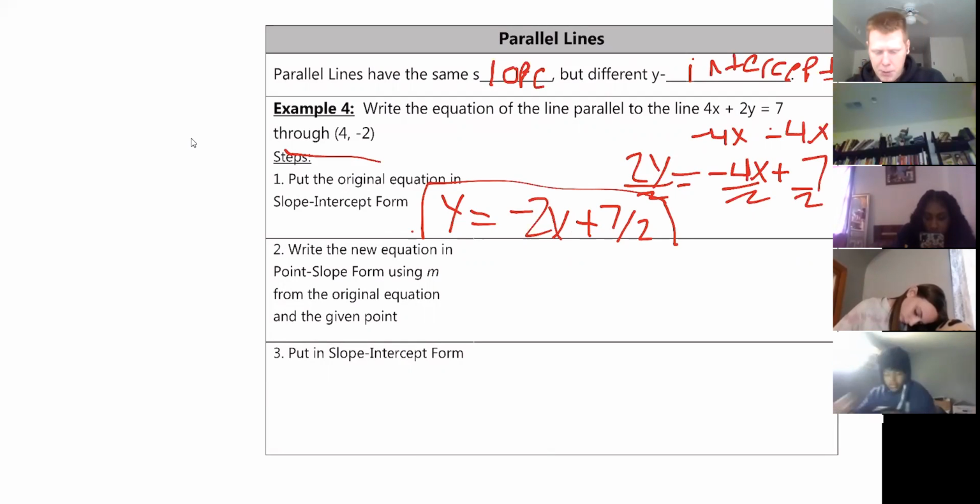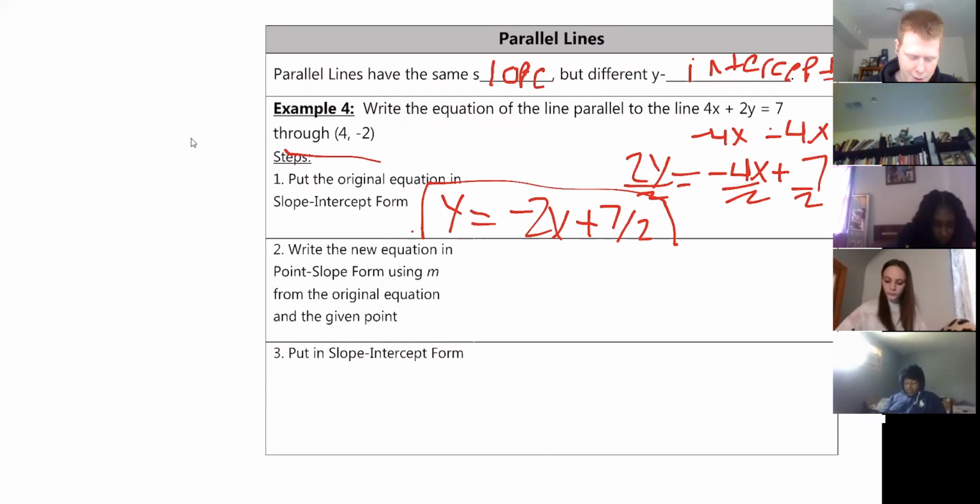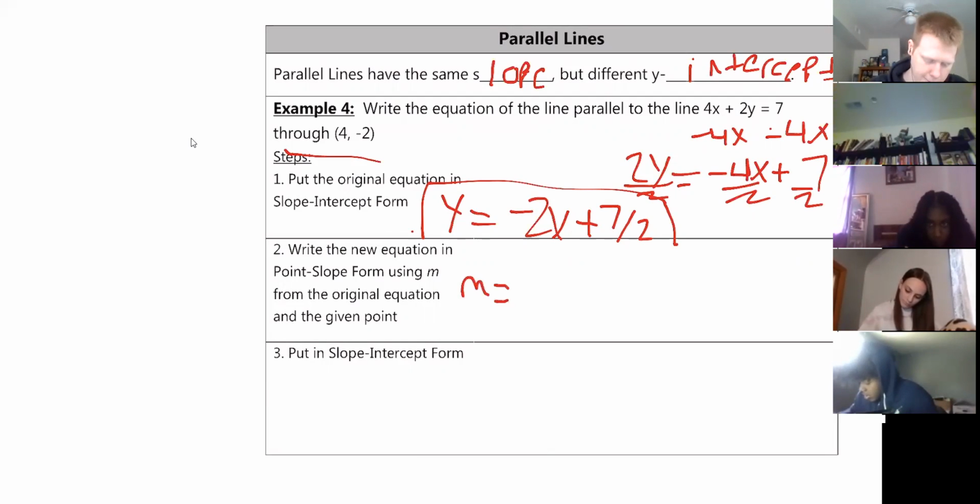So they made this problem a little bit worse because they don't give you the slope to start with. So that's why we have this extra step in this first box. But now that we know our slope, looking at that formula, since it's parallel, it's going to be the same. It'd be negative 2. And we have a point. They gave us this point in the directions, a point at (4, negative 2).